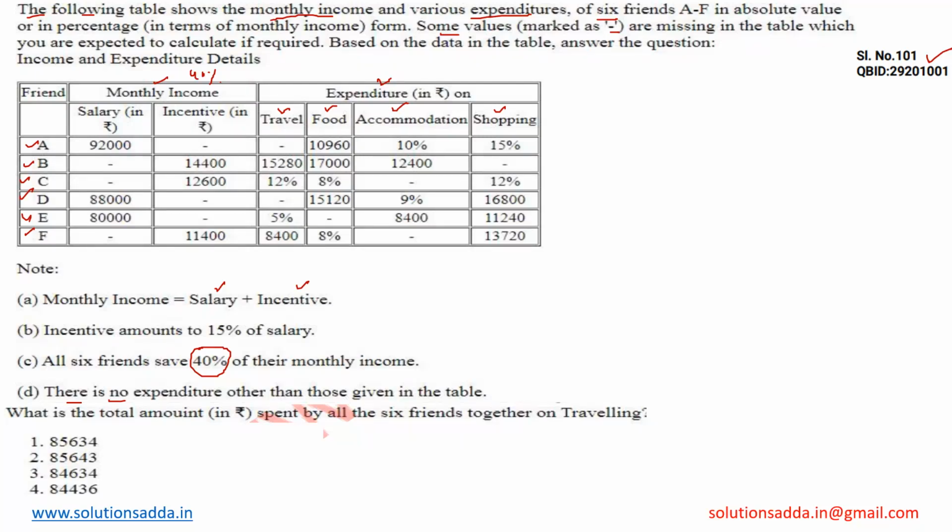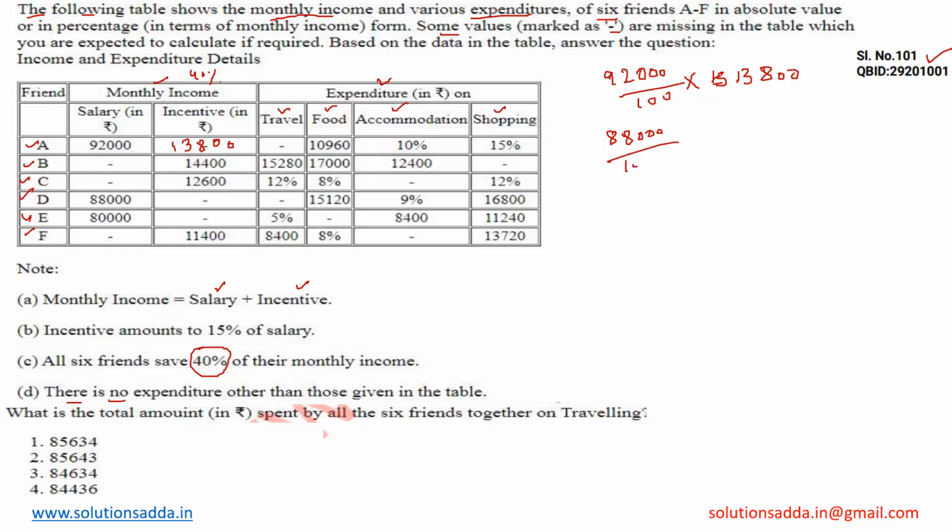As we know that the incentive amount is 15% of salary, we can easily find the value of A here. How can we find it? 15% of 92,000 will be equal to 92,000 divided by 100 multiplied by 15. It is 13,800. We can write this value here, 13,800, and likewise we can calculate the incentive amounts of D and E.